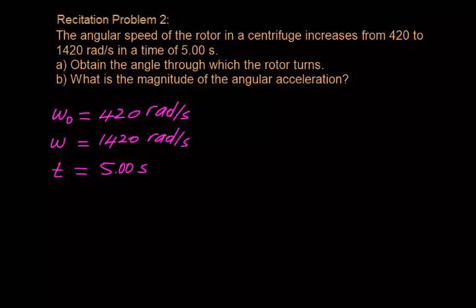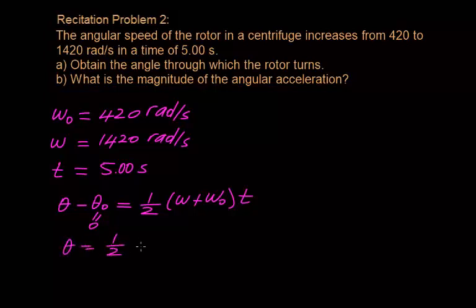Based on the information that is given to us, the best kinematics tool that can be used to solve for the angle is the following one. Theta minus theta 0 equals 1/2 times omega plus omega 0 times the time t. I'm going to start my theta from 0, therefore this one is dropped. What's left? Theta equals 1/2 times omega final plus omega initial times the time.